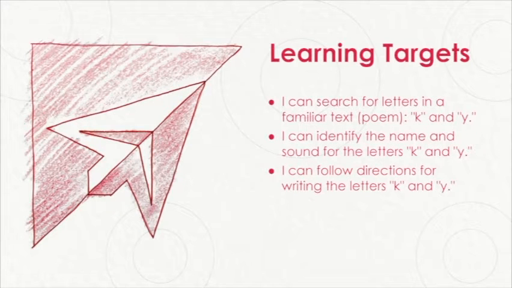We have 3 learning targets for our lesson today. The first target says, I can search for letters in a familiar text or poem, the letters K and Y. Our second target says, I can identify the name and sound for the letters K and Y. And our last target says, I can follow directions for writing the letters K and Y.